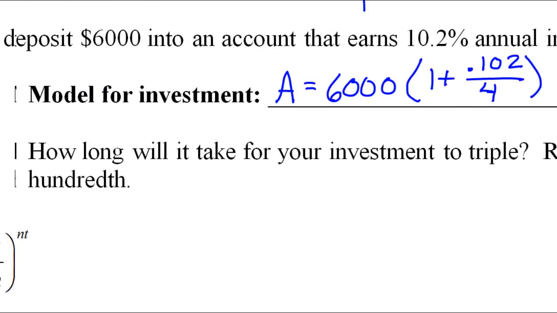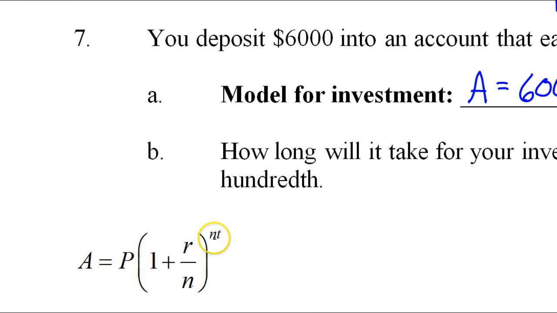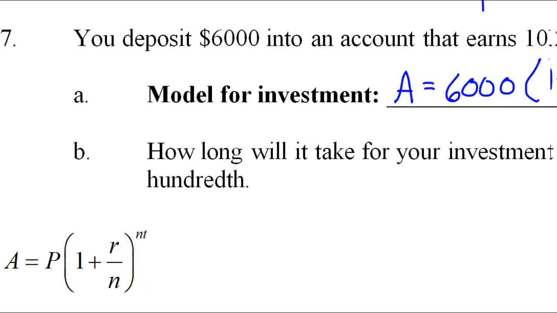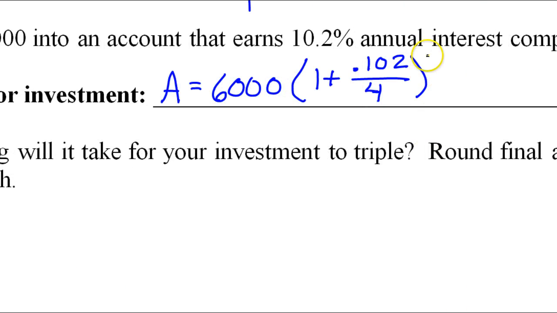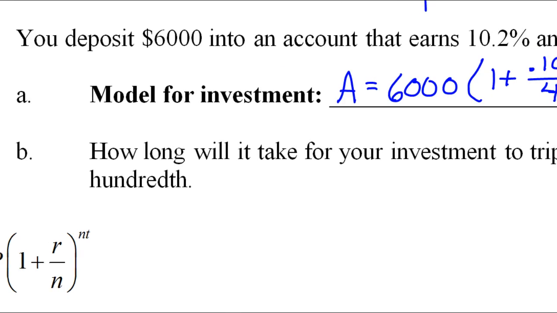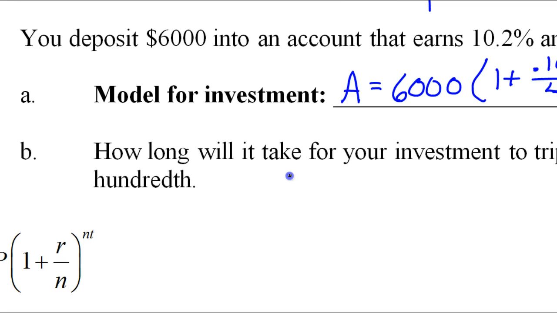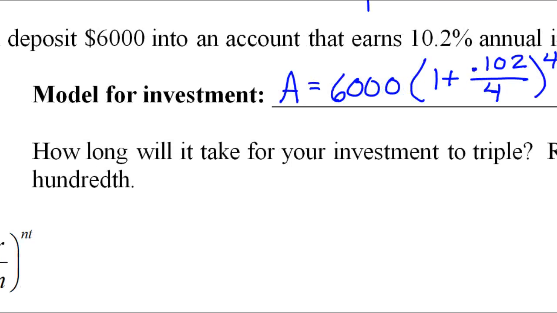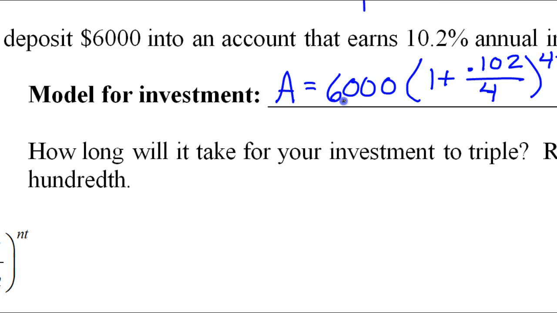Now then it's supposed to be to the n times t power, so that 4 is going to show up again in the exponent, and then t. So this would be the model for this situation. Now we're going to use that model to figure out how long it will take for our investment to triple. If the investment's going to triple, it's going to go from $6,000 to $18,000.